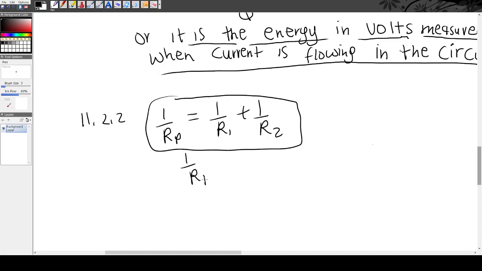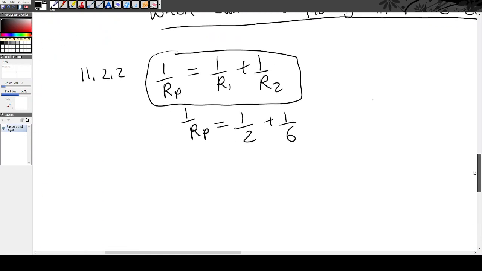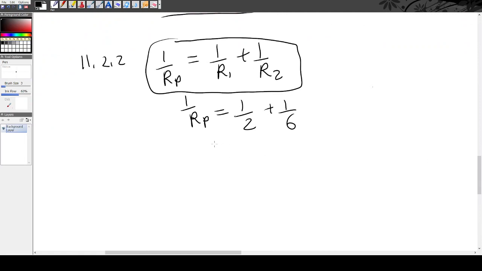So 1 over Rp becomes 1 over 2 plus 1 over 6, because those are the two resistors that we're dealing with. It's the 2 and the 6. Okay, let's not waste time. So that gives us 1 over 2 plus 1 over 6 gives us 2 over 3. 2 over 3 is equal to 1 over Rp.